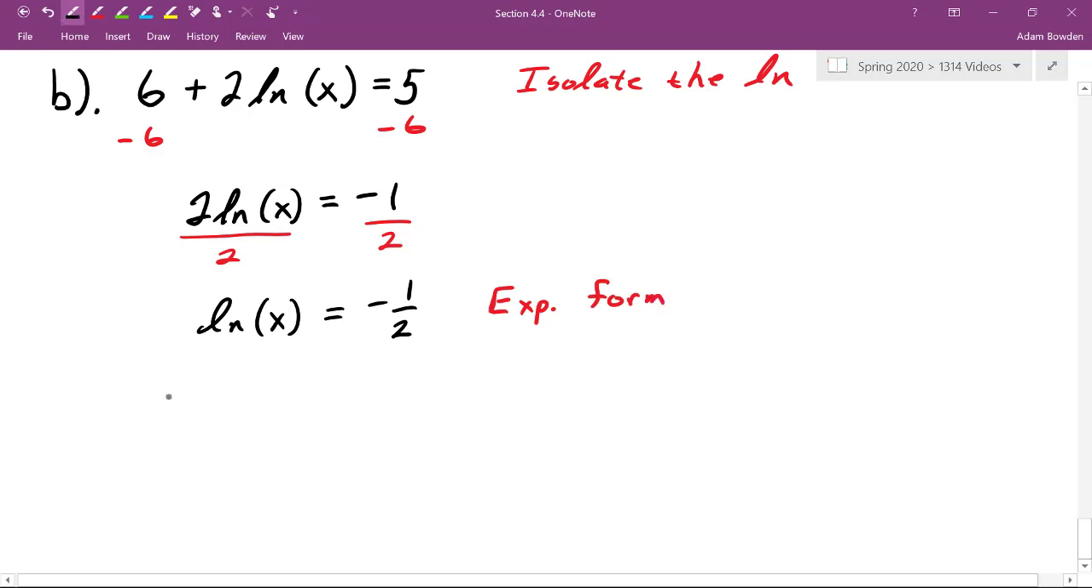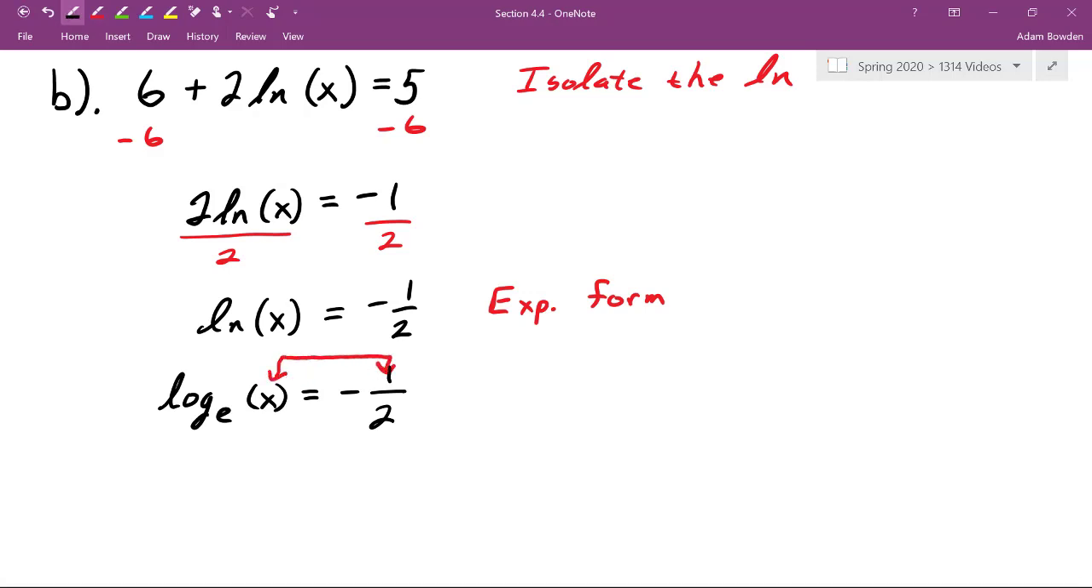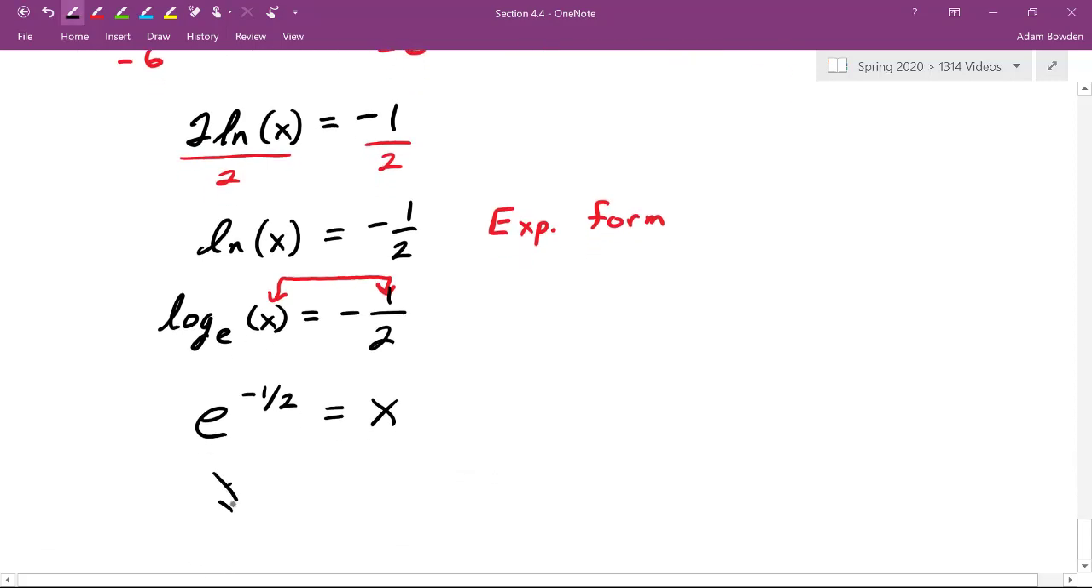But to do that, let's think about the fact that the ln stands for log base e. So log base e of x is equal to negative 1/2. I can swap these two things around and make that e to the negative 1/2 power equals x. And that solves for x. x is just equal to e raised to the negative 1/2 power.